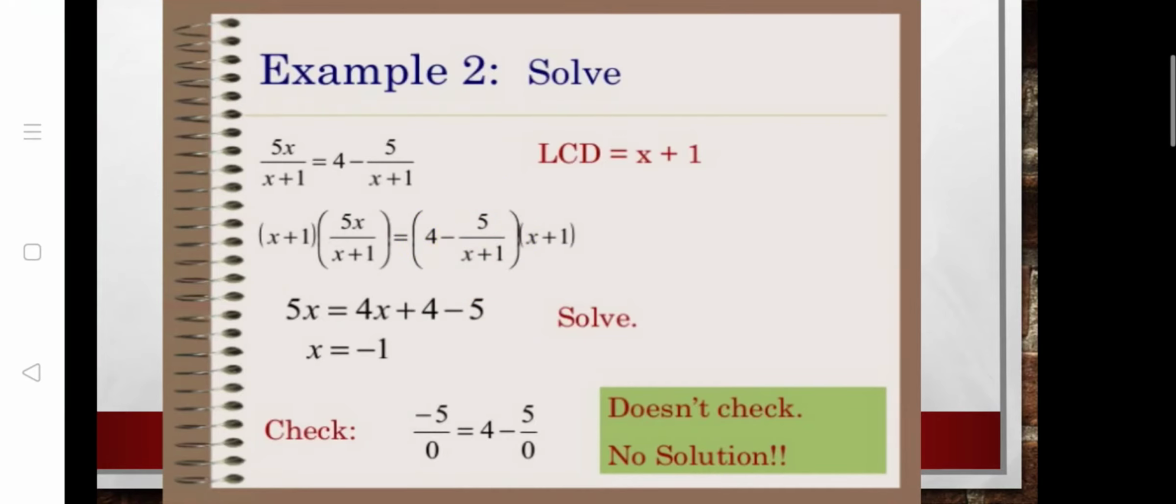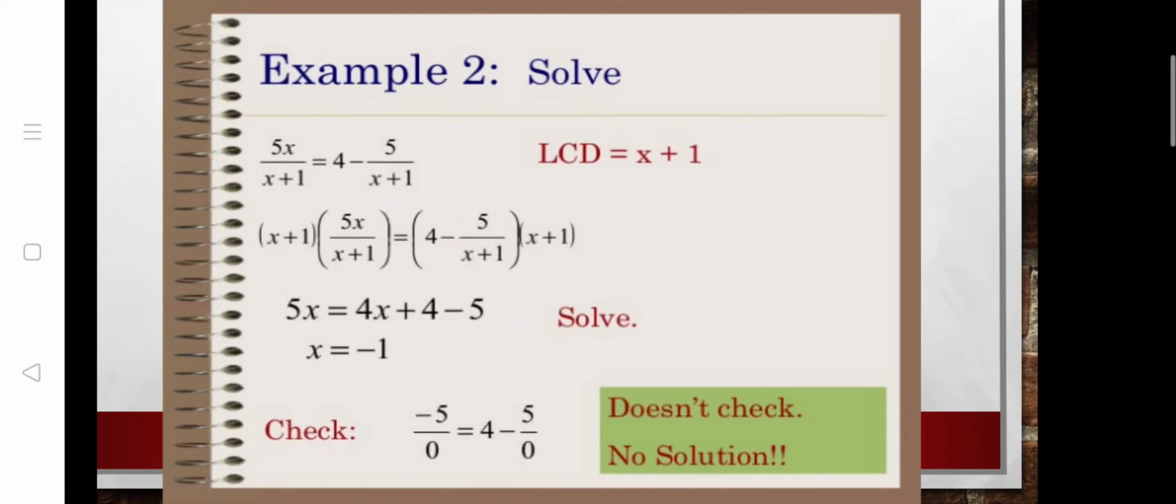So ibig sabihin, we have to distribute x plus 1 to each term of the expression, okay? So x plus 1 times 4 means you have to distribute 4 to x plus 1. So 4 times x is 4x. 4 times 1 is 4. Okay? Then on this term, we have x plus 1 on the denominator. That's why we can cancel x plus 1. So we will obtain 5. Okay? That's why here we have minus 5.